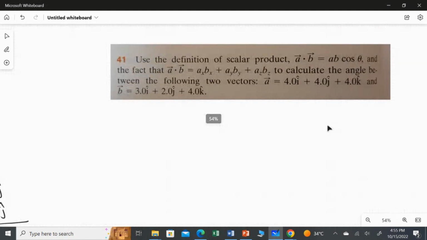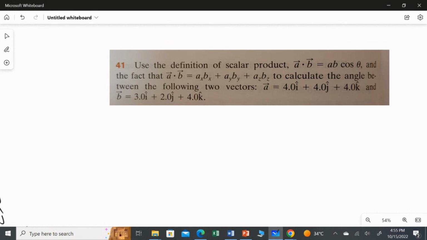Fifth question. Use the definition of scalar product A dot B, which is equal to AB cosine theta, and A dot B, which is equal to AX BX plus AY BY plus AZ BZ, to calculate the angle between the following two vectors. So A vector and B vector are given. First of all, we have to write what is given. So 4 i cap plus 4 j cap plus 4 k cap. And what is the B vector? 3 i cap plus 2 j cap plus 4 k cap.